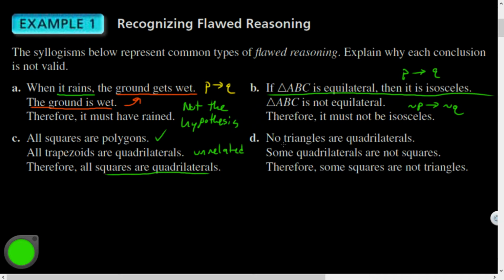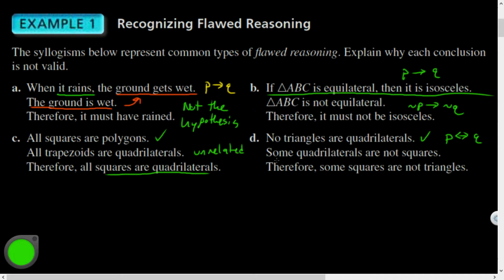Let's see. So no triangles are quadrilaterals. That seems to make sense. So here's my kind of P implies Q. Is this one true in reverse? Are any quadrilaterals triangles? This one's actually true both ways. Quadrilaterals are not triangles, and no triangles are quadrilaterals.